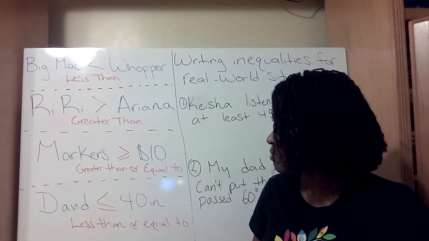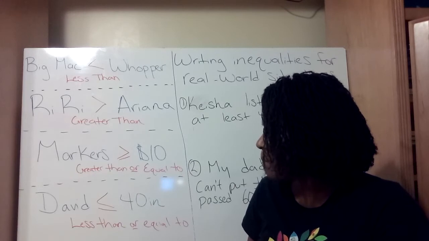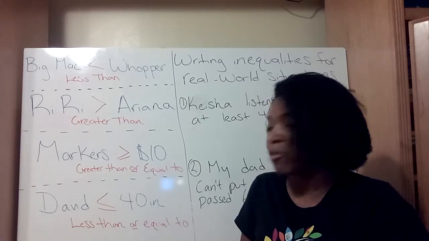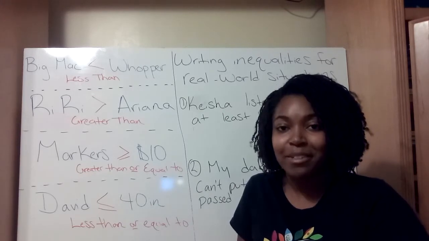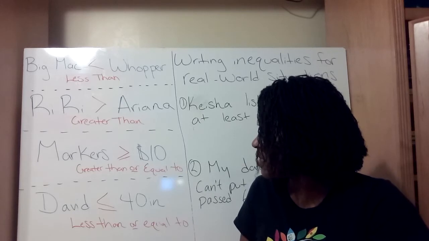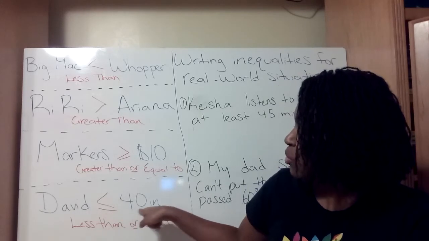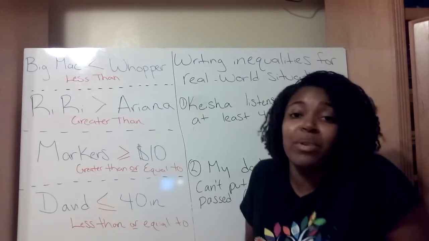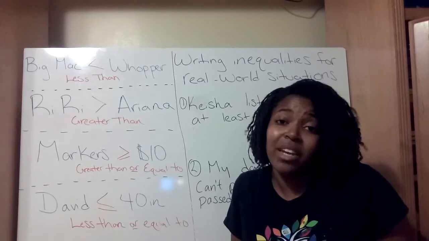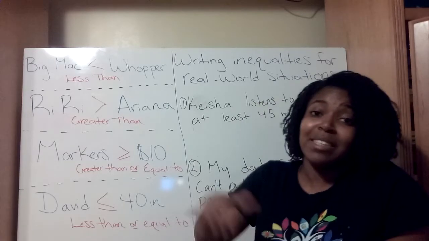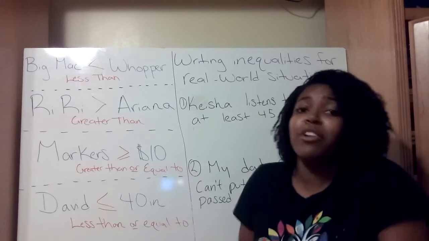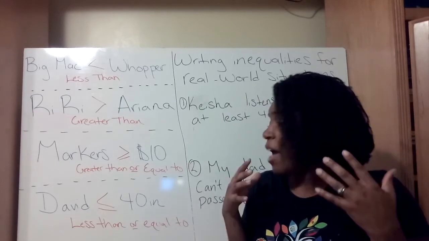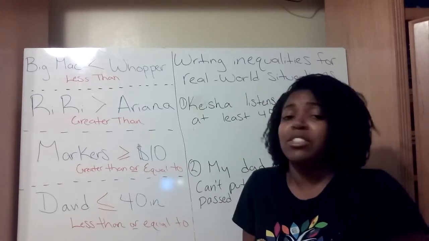Okay. Next up, the next real world example that I wanted to give is my son's height. All right. I said David is less than or equal to 40 inches, meaning I know he's not taller than 40 inches, right? He's no taller than this. He's somewhere underneath 40 inches. He's less than 40 inches tall.